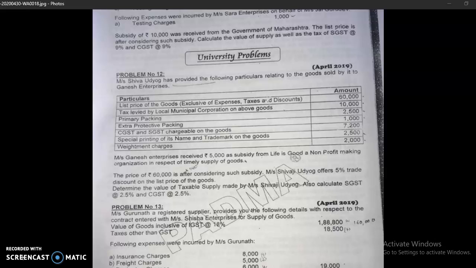So I just ask you if you have any doubt in GST, you can give me that question, and I will explain through online lecture. This is a question which is forwarded by Ashwini, I think.